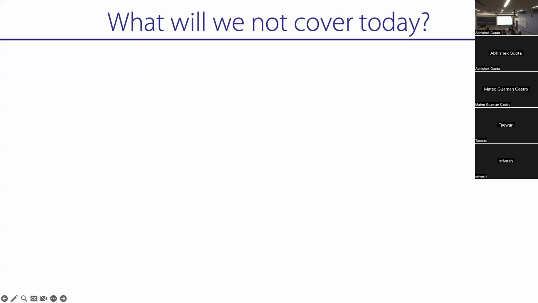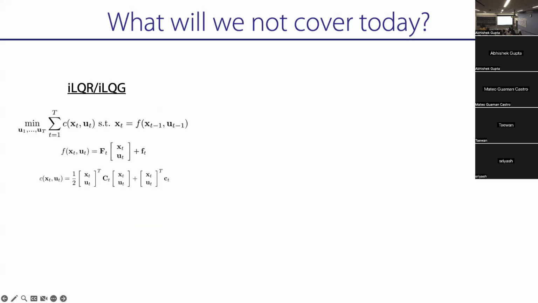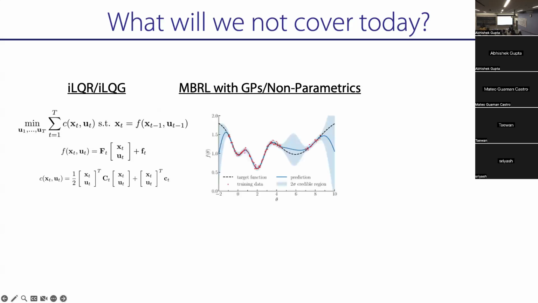Okay, good. So what we're not going to cover today is ILQG and ILQR. Dieter's class covers it well. You should go look at his lectures. We're not going to cover model-based RL with Gaussian processes and non-parametrics. They also work well in low-dimensional action spaces and state spaces. A reference I'd recommend is PILCO. PILCO is a really good paper on model-based RL.